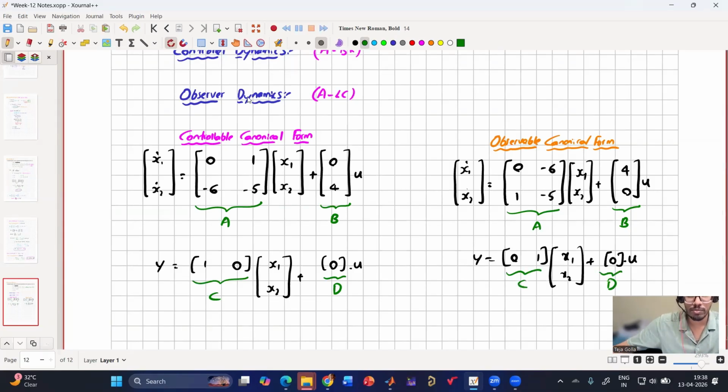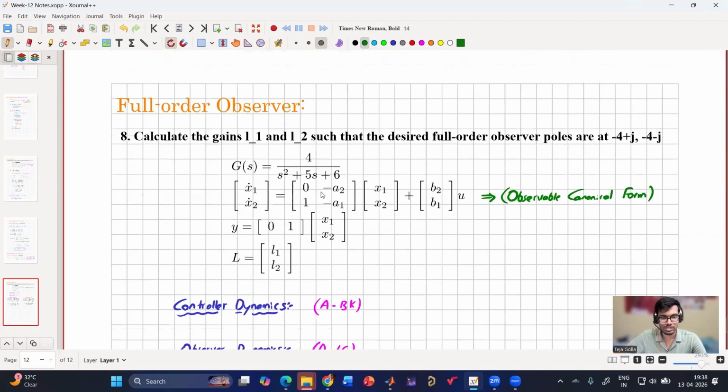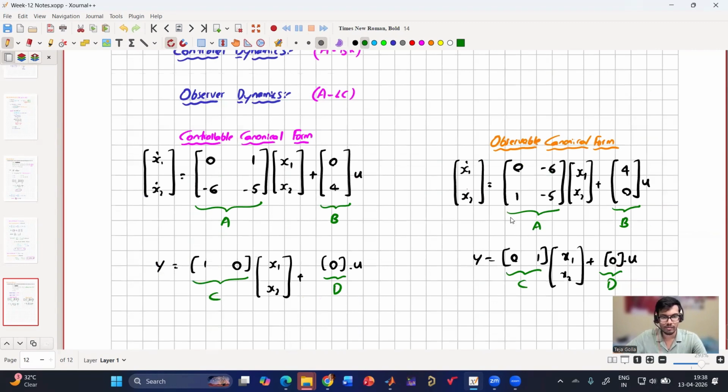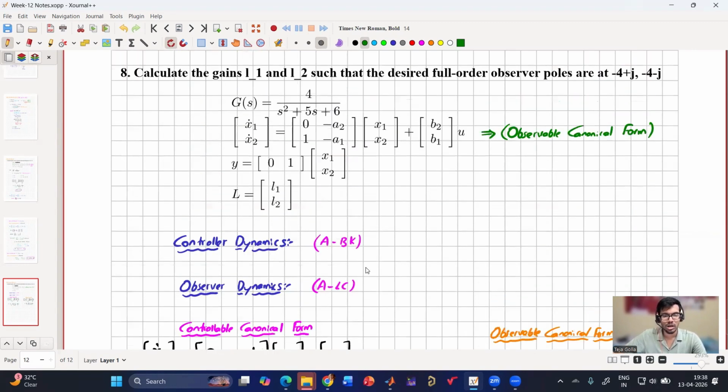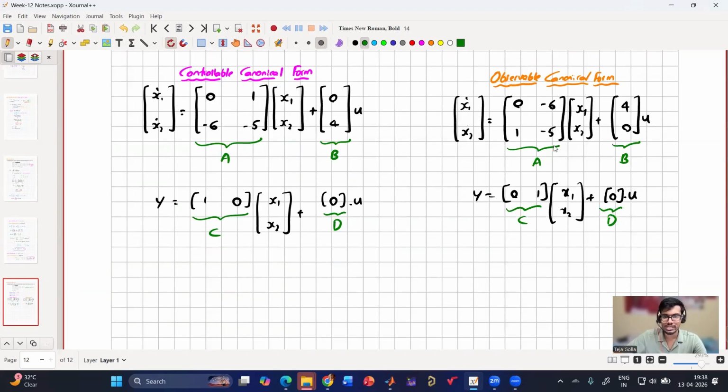So in this way, we will be able to solve. I got the A, B, C, D matrices because I have considered the same transfer function, so no need to do it again. Now I have to calculate A minus LC. But before that, what is A2? What is A1? A2 is 6, A1 is 5.